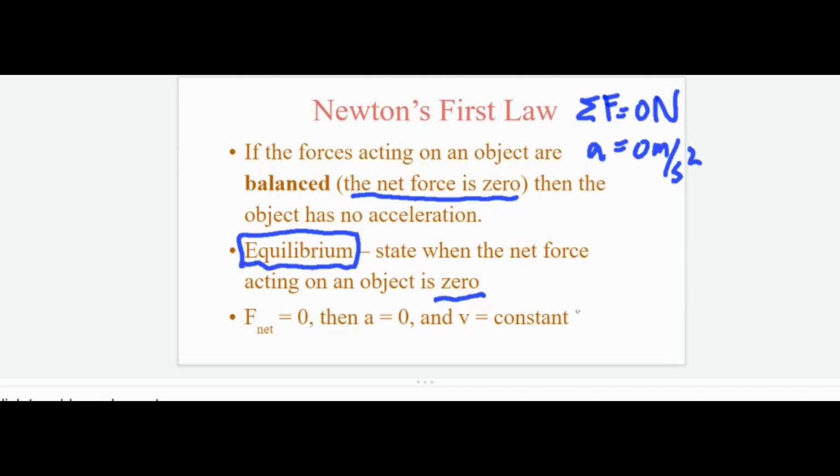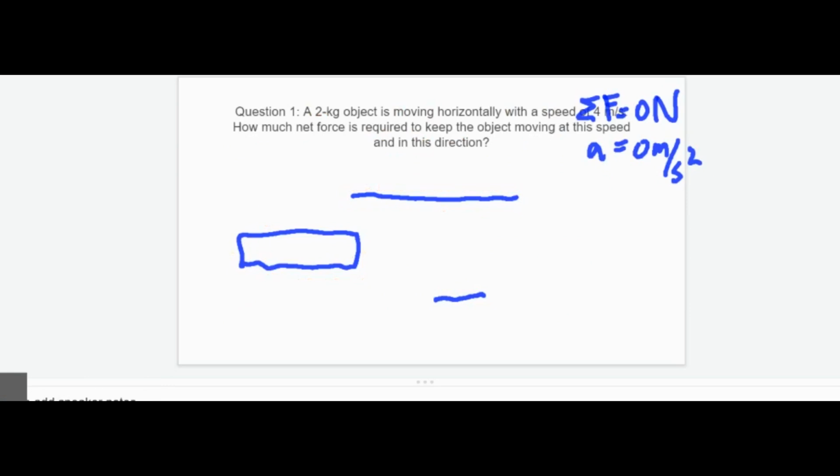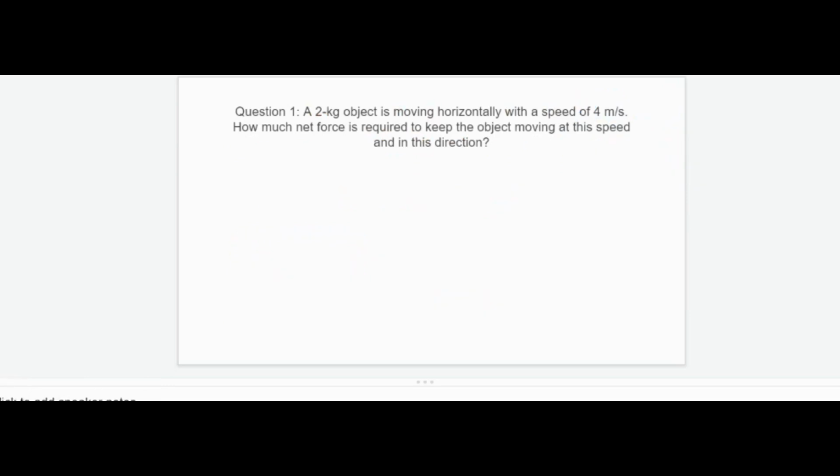So let's look into this one. So what is the answer? How much net force do we need to keep it moving at the same speed and in this direction? Correct. The net force is 0. Or simply, we don't need a force, because it will continue to move at its same speed in the same direction.